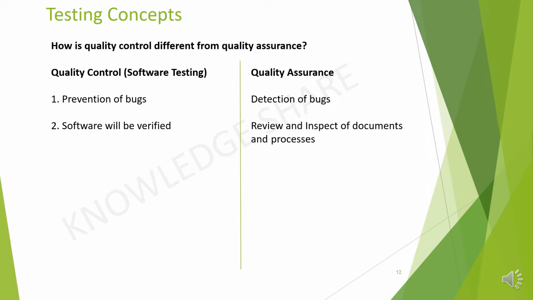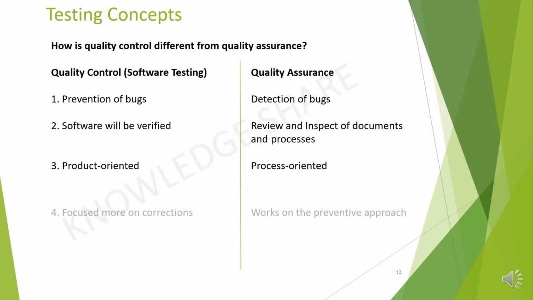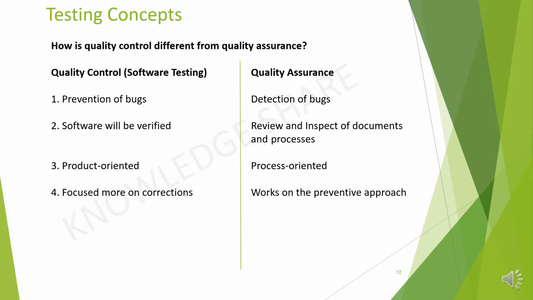Third difference is software testing is product oriented, whereas quality assurance is process oriented. Fourth difference is software testing focused more on corrections, whereas quality assurance works on the preventive approach. Fifth difference is software testing aims at controlling the quality, whereas quality assurance aims at ensuring the quality.